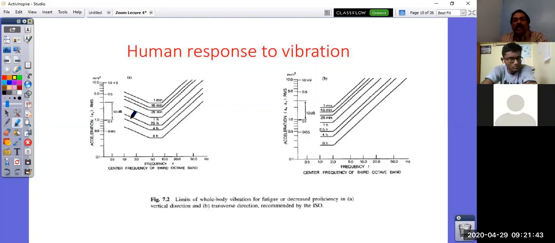So the comfort criteria has values 10 dB less. For the exposure criteria for safety to preserve, you need to have 6 dB more than what exists. So these are all about understanding the human response vibration boundary limits.